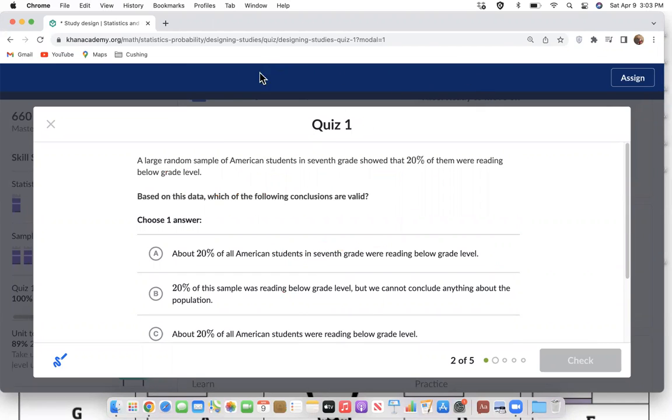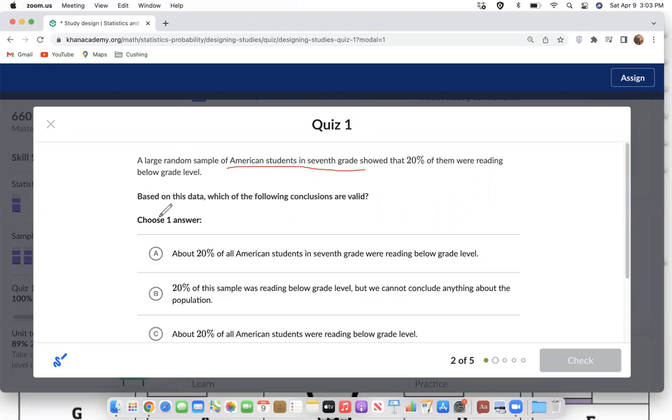All right, so this one says, a large random sample of American students in 7th grade showed that 20% of them were reading below grade level. So a random sample of American students, that's impressive. So they got an entire list of all 7th graders in America, and they took a random sample from that list. And 20% from that sample were reading below grade level.